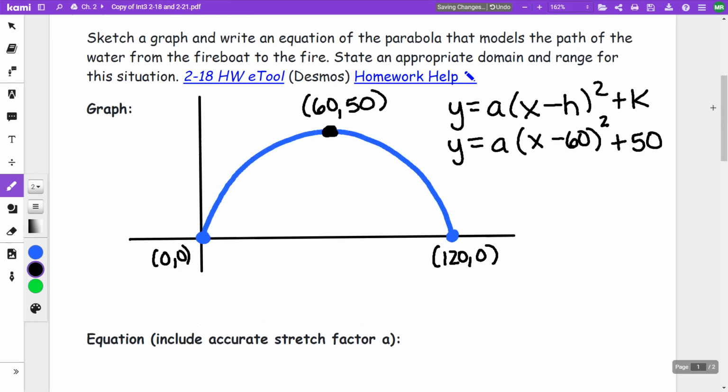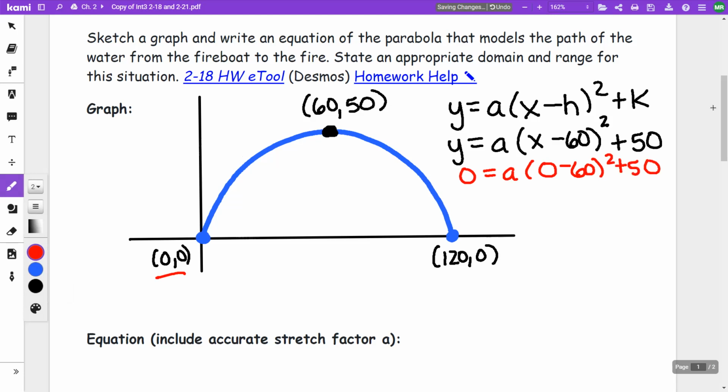The last thing I need to do is find the A, find the stretch. So to find the stretch, you're going to use one of the points that is on your graph, but never your vertex. Your vertex is not going to help you because your vertex is not being changed by the stretch. Every other point's being changed by the stretch. So either you're going to put in 0, 0 for your x and your y, or 120, 0. I probably would prefer to do the 0, 0 than the 120. So I'm going to be putting in 0 here and 0 here, and then working this out.